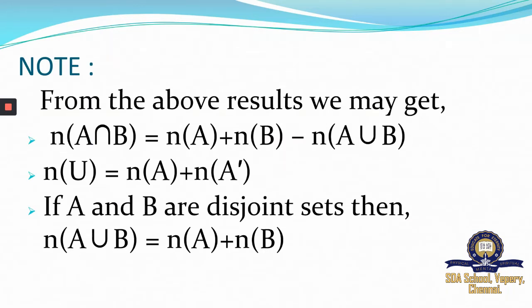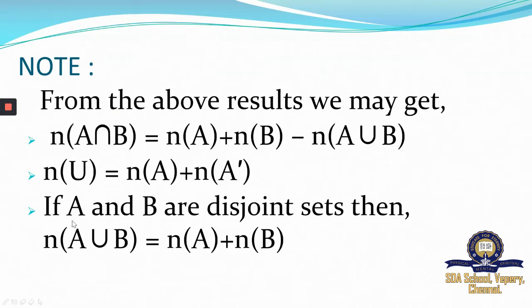Now, this is very important. As you have already seen the 4 results, we also get these 4 from the above results. So what they are trying to say is n(A ∩ B) = n(A) + n(B) − n(A ∪ B). You can also reframe it, that's what they are trying to say. Then n(U) = n(A) + n(A complement).